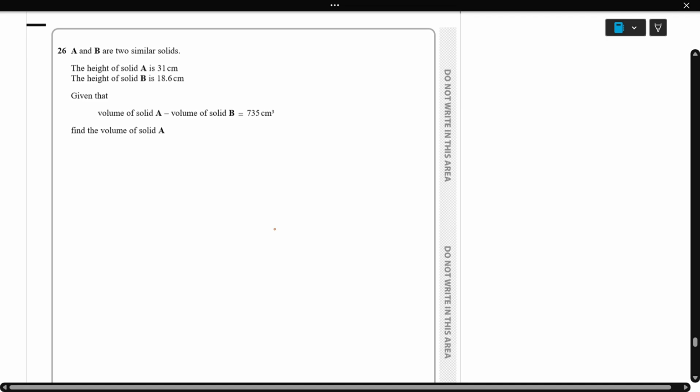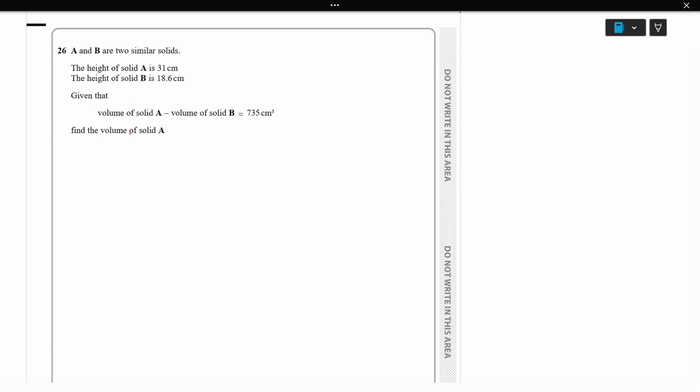Okay, next question number 26. A and B are two similar solids. The height of A and height of B is given. So given that the volume of A minus volume of B is 735, find the volume of A. I'll do one thing first: find the scale factor. Scale factor is big divided by small, 31 over 18.6. This is the scale factor.